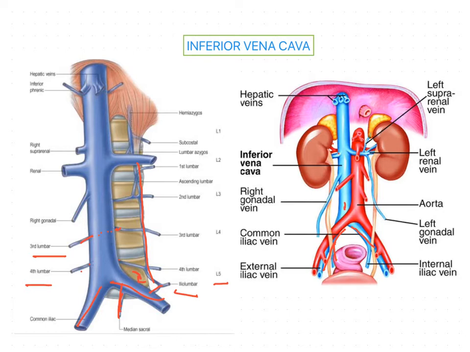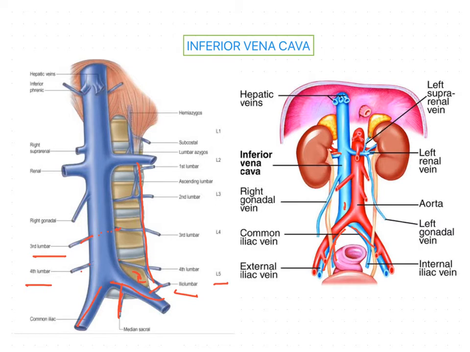So the right vein is shorter. Here you can find this right vein is shorter because the inferior vena cava is located on the right side, which is very near to the right kidney. So the branch is definitely small. If you see the left kidney, which is far away from the inferior vena cava, so the left renal vein is somewhat bigger than the right, and this left vein crosses in front of the aorta.